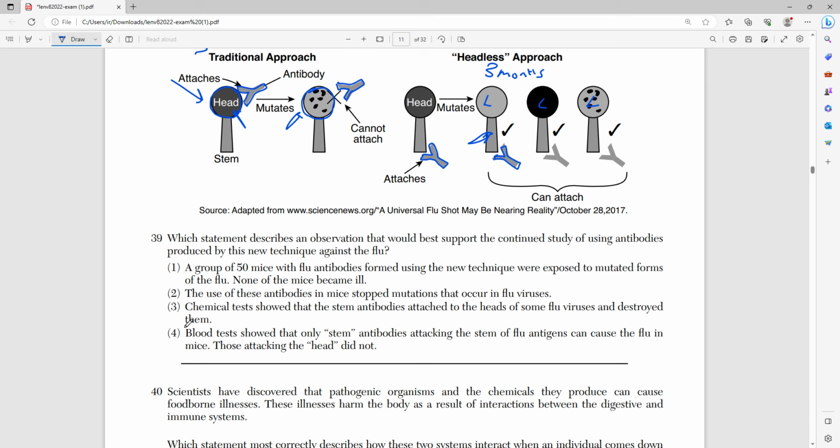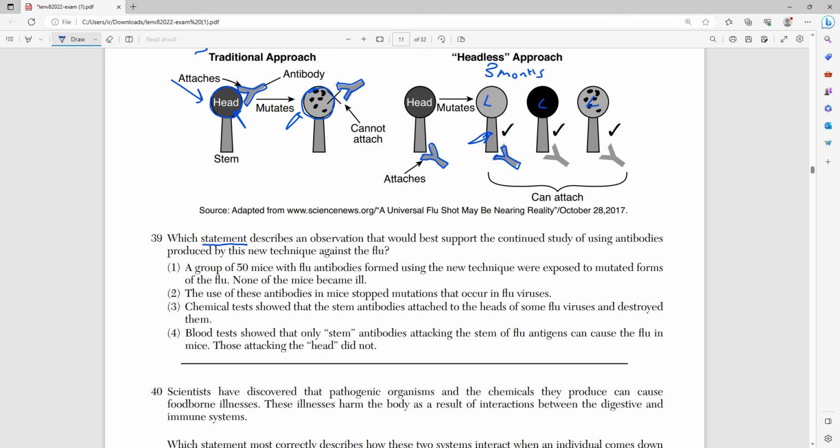So number 39 asks, which statement best describes an observation that would best support the continued study of using antibodies produced by this technique against the flu? So, which one of these statements is an observation that says, "Hey, this is effective. Hey, this is good. We're doing something good. This is working," right? So, which one says that?